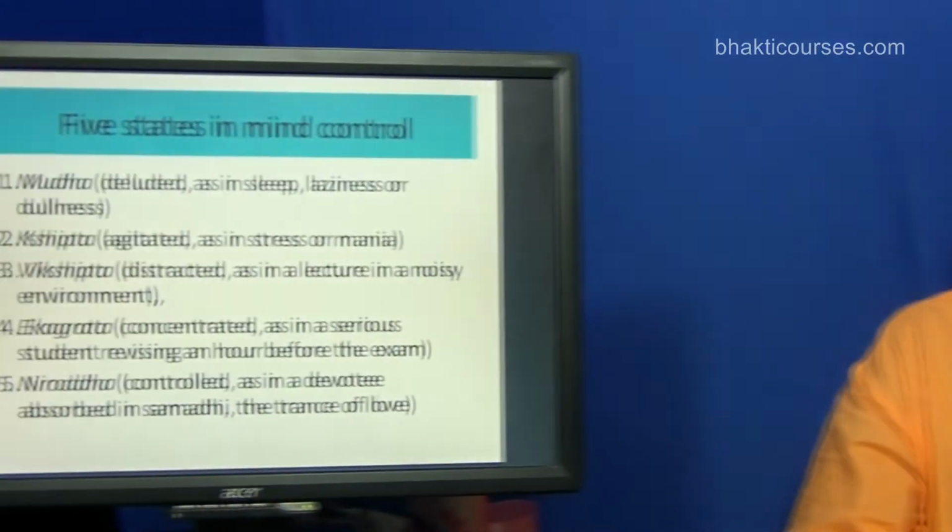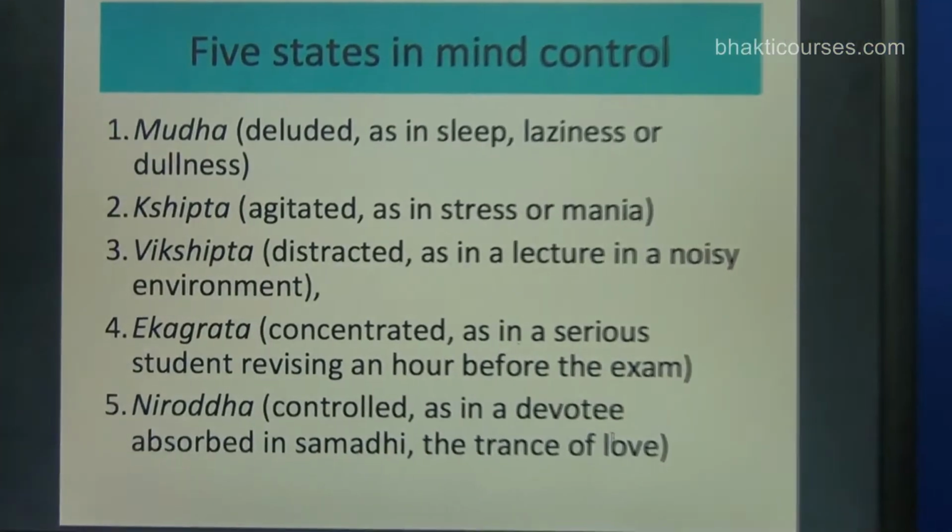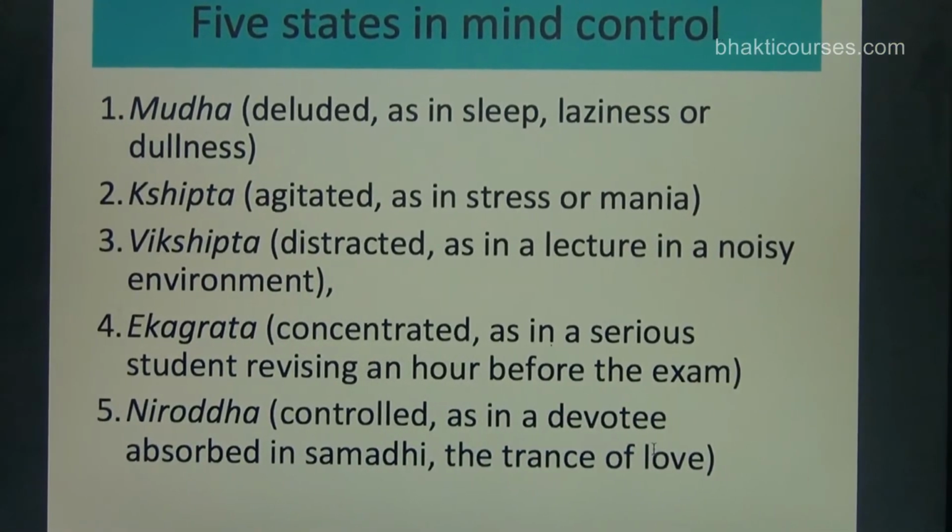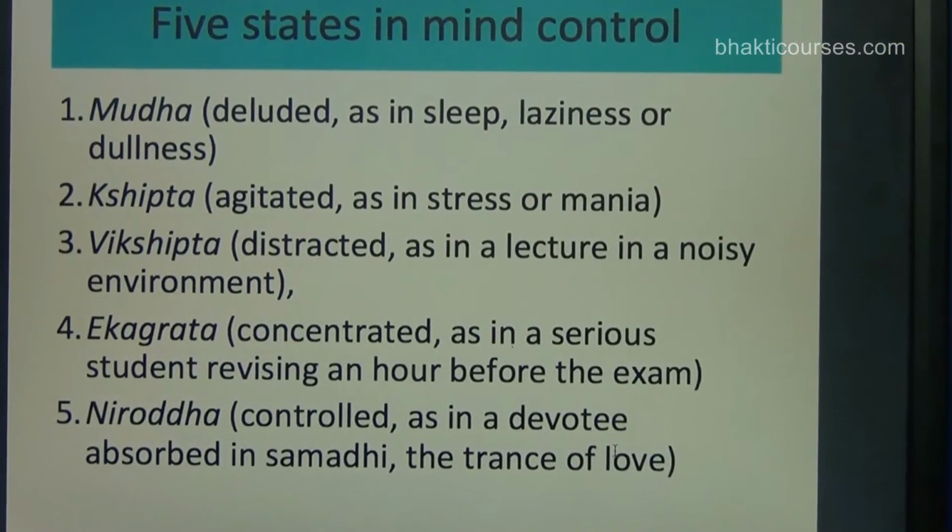Now it's described in the Yoga Sutras also, in the yoga literature, that the mind moves upwards towards higher and higher states of contemplation. And it talks about five states. So what are these five states? Let's look at these five states in mind control. These are called Moodha, Kshipta, Vikshipta, Ekagrata and Nirodha.